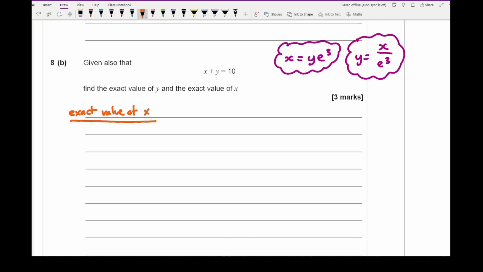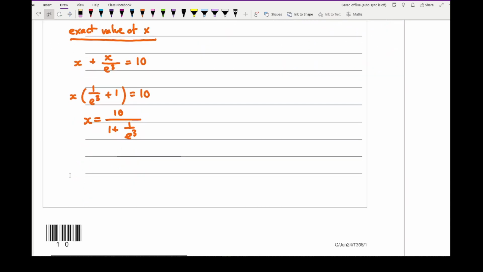first, swapping y for x over e to the 3 in this equation here, we get x plus x over e to the 3 equals 10. And then I need to simplify this so I can factorize it with respect to x. So I've got x times 1 over e to the 3 plus 1 equals 10. So x equals, taking the bracket over to the side, 10 over 1 plus 1 over e to the 3. And just know that I'm constantly swapping the order in which I'm adding things.